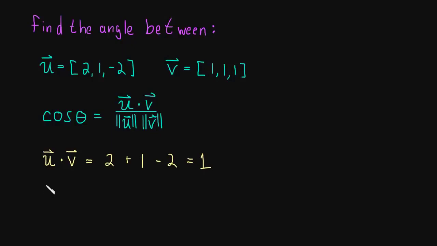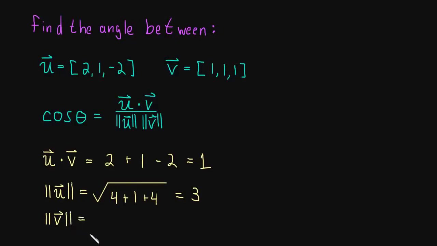Let's do the length of u now and the length of v. So the length of u is equal to the square root of 2 squared plus 1 squared plus negative 2 squared. So 2 squared is 4, plus 1 squared is 1, plus negative 2 squared is 4. So this is the square root of 9 if we add those together, and the square root of 9 is just 3. And now let's do the length of v.